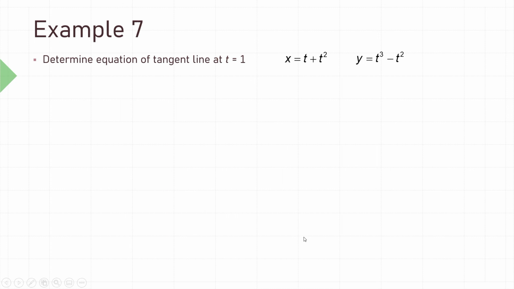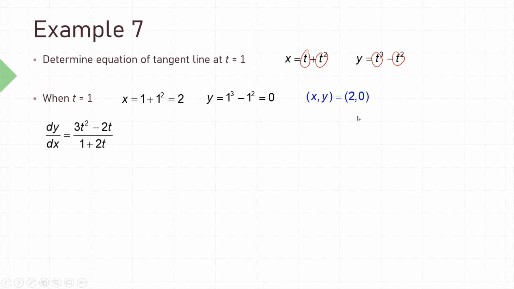Now, if the question asks, determine the equation of the tangent line at t equal to 1. So what we need to do is find, when the value of t is equal to 1, what are the values of x and also y. So when t is equal to 1, we substitute the value of t with 1 here. So we have x equal to 2. And we substitute the value of 1 inside the y function there. We get y equal to 0. So in our mind now, (x, y) equals (2, 0).